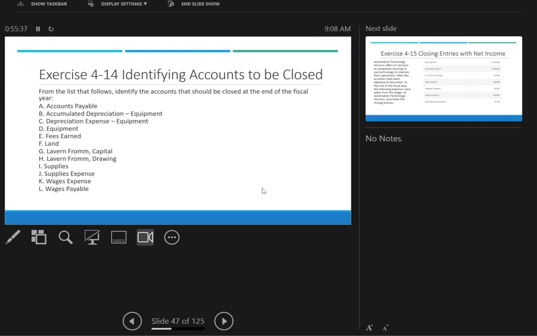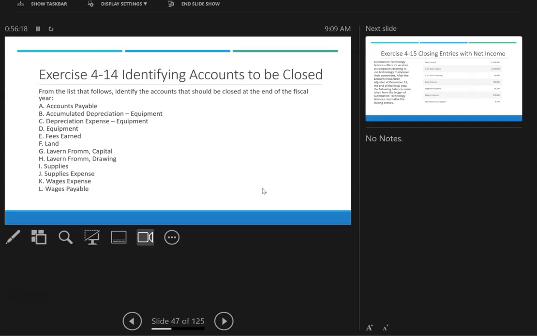Okay, guys, we're going to look at these various accounts, and we're going to identify which of these accounts need to be closed out at the end of the period. Remember, the ones that are closed out are revenue accounts, expense accounts, and the drawing account. Okay? So which of these need to be closed out? That's a liability. Liabilities don't get closed out. Okay? Let's think about what's on the balance sheet.